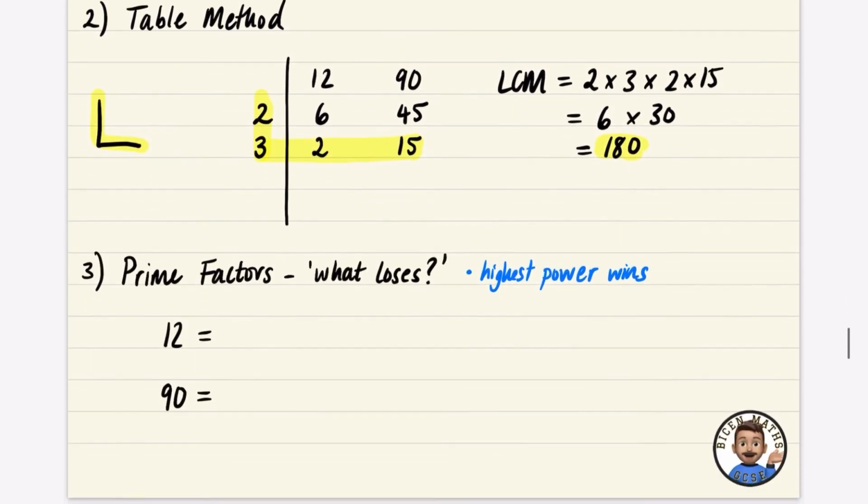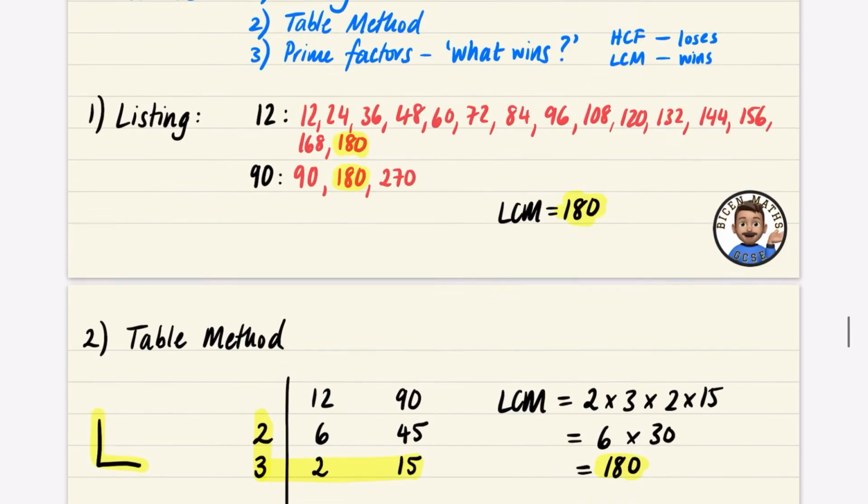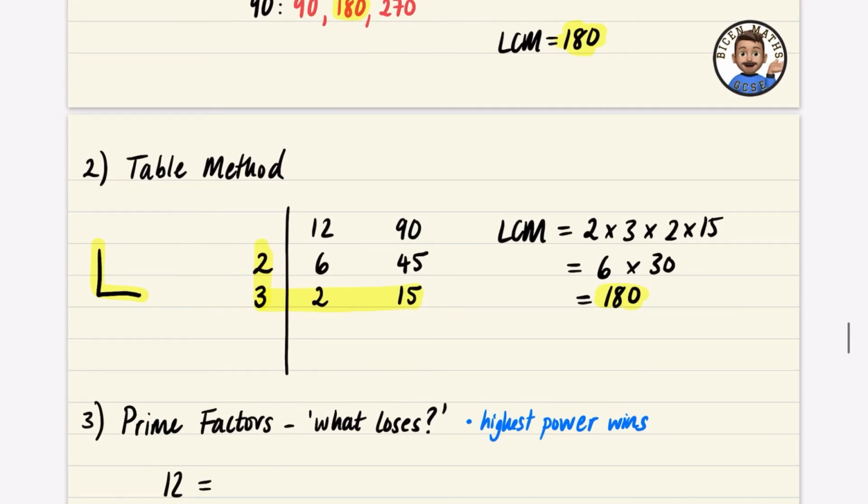So let's have a look at what I mean by prime factors. Actually, it shouldn't say what loses, should it? It should say what wins here. So it's going to be what wins, and the highest power is the one that wins. Let me just very quickly change that.